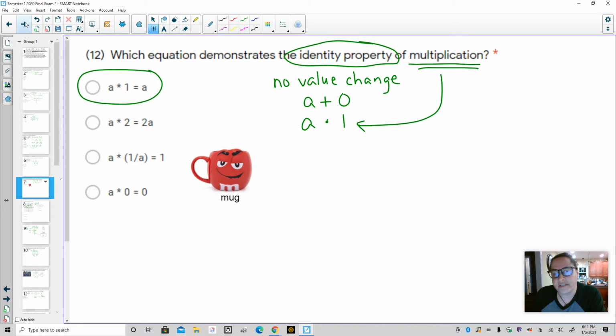Which equation demonstrates the identity property of multiplication? Identity property means that the value does not change. So I could add 0 or I could multiply by 1. That, because it's the identity property of multiplication, that means that it is a times 1 equals a.